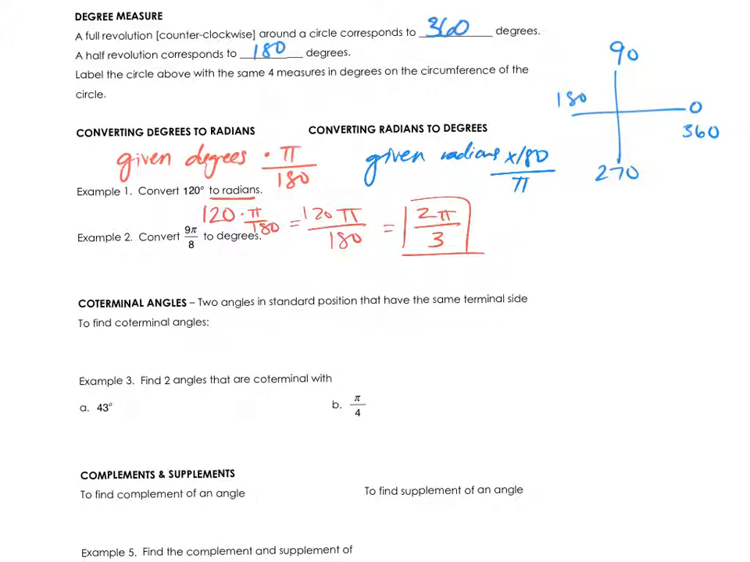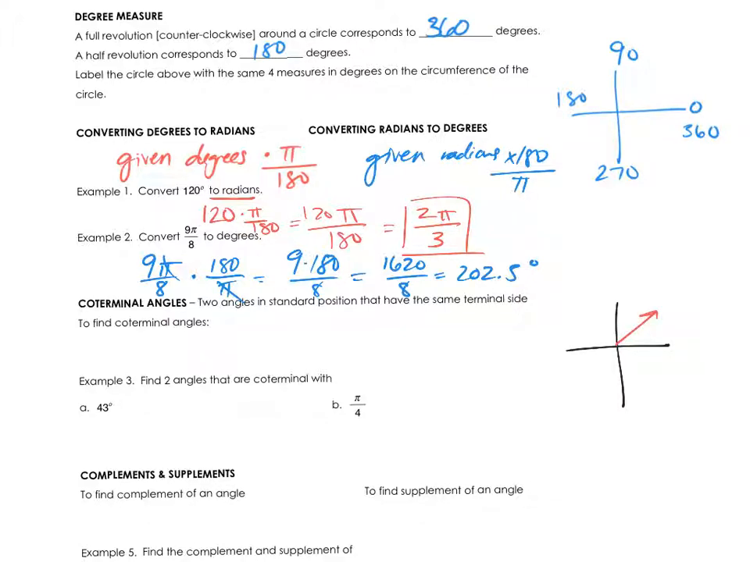To convert 9 pi over 8 into degrees, this is given in radians, so that is my given radians. So I start with 9 pi over 8. I am going to multiply by 180 and divide by pi. Pi cancels, and I am left with 9 times 180 over 8, which if you put that in your calculator, you get 1620 over 8, or 202.5 degrees.